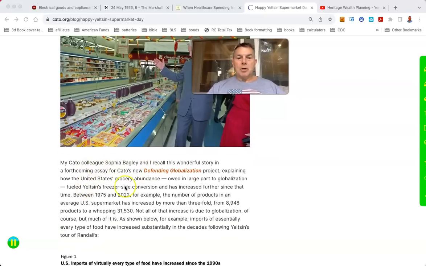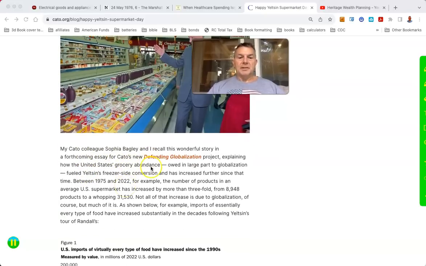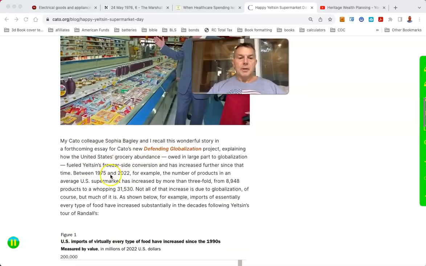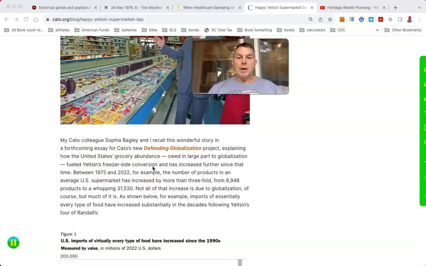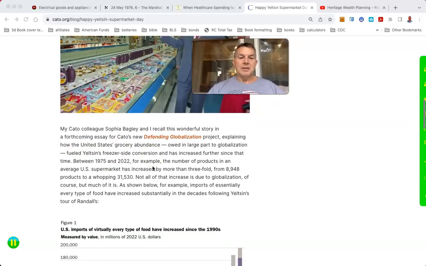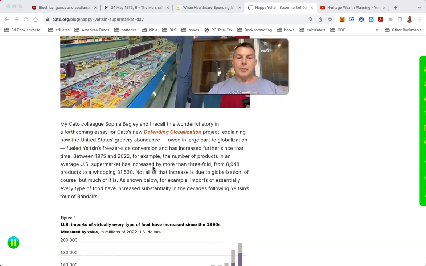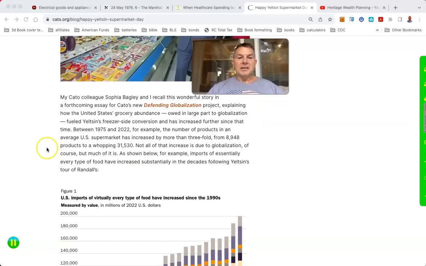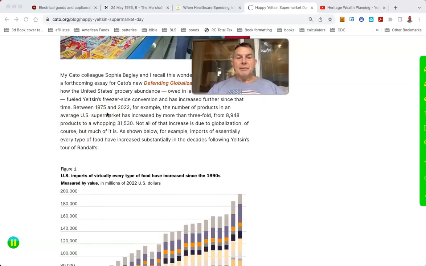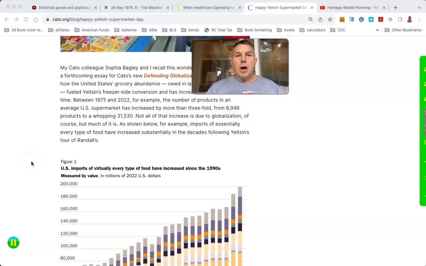My colleague and I recall this wonderful story in a forthcoming essay, Defending Globalization, explaining how U.S. grocery store abundance, owed in large part to globalization, fueled Yeltsin's freezer-side conversion and has increased further since that time. Between 1975, when your old buddy Josh was 5 years old, and 2022, the number of products in an average U.S. supermarket has increased by more than threefold, from basically 9,000 to 32,000. Now, not all of that increase is due to globalization, of course, but much of it is.